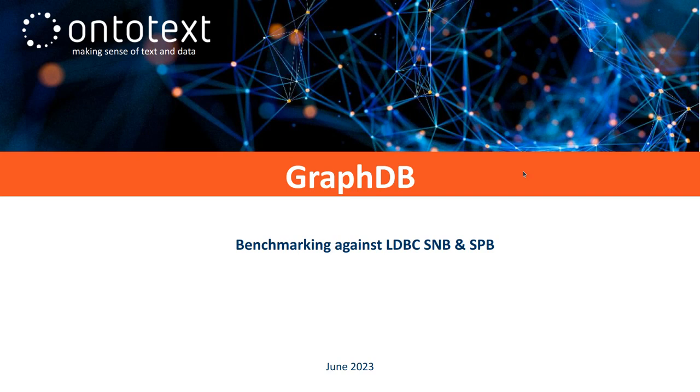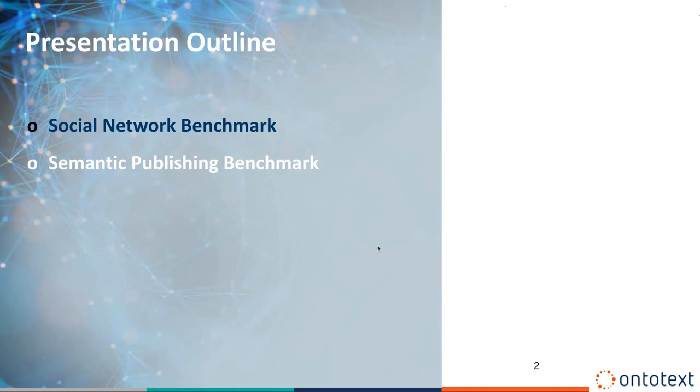So where it all started was with these two benchmarks, the Social Network Benchmark that Gabor presented before, and the Semantic Publishing Benchmark. That was actually our contribution and development. Next slide, please. So now, almost 10 years later, we did a round of benchmarking with the Semantic Publishing Benchmark when it was first developed, in 2015, and published it. And then for a period of time, we've been quiet.